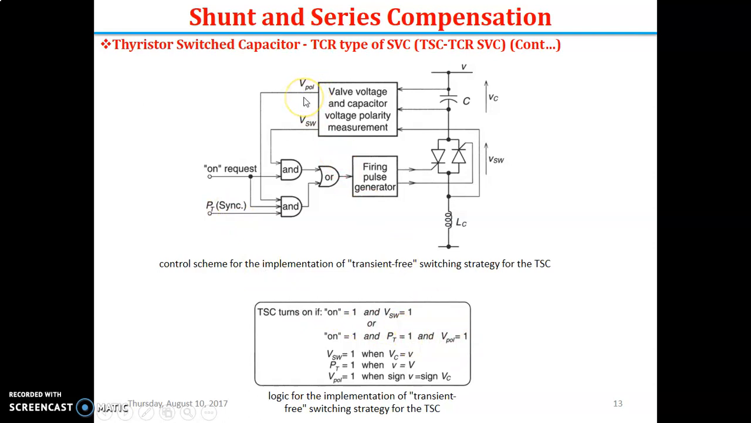So what is V pole? That is the polarity should be same. So V pole should be equal to 1 when the sign of the supply voltage equals the sign of Vc, the residual voltage of the capacitor, that is when the supply voltage and Vc are either both positive or both negative, then we will get V pole equal to 1, and we will get Pt equal to 1 when the supply voltage is at its peak. So when the supply voltage is at its peak maximum, then we will get the minimum voltage at this switch.